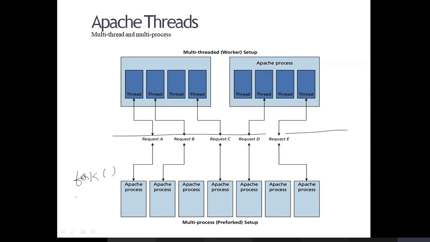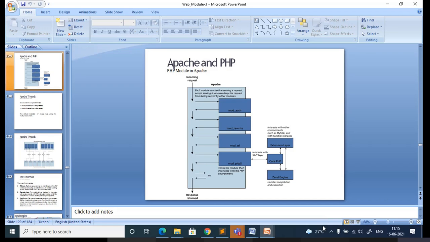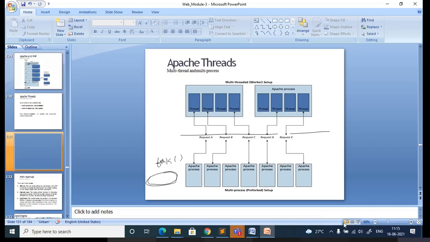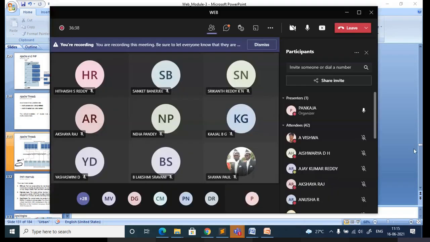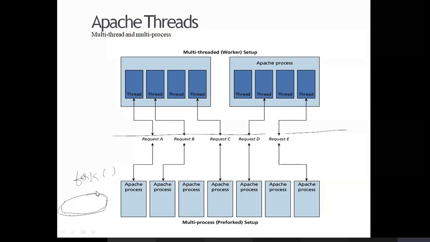So it is going to create a pool of processes and they will be waiting. Those pool processes wait for any request to come. As soon as a request comes, a particular process is taken and assigned to handle that request. That is the procedure used in the case of multi-process.